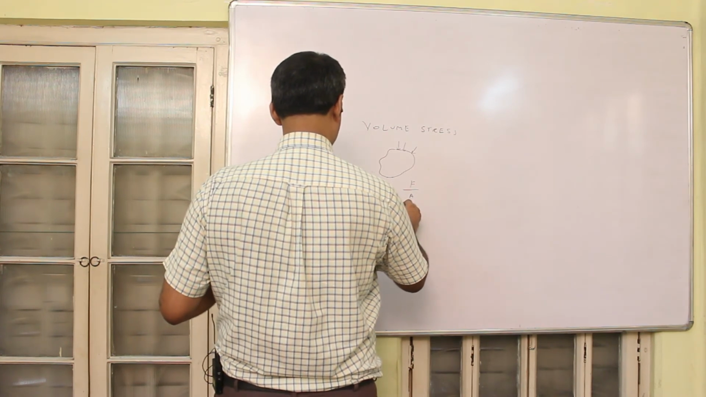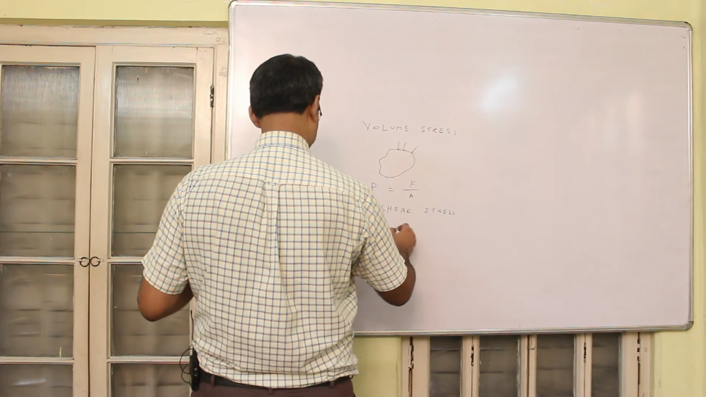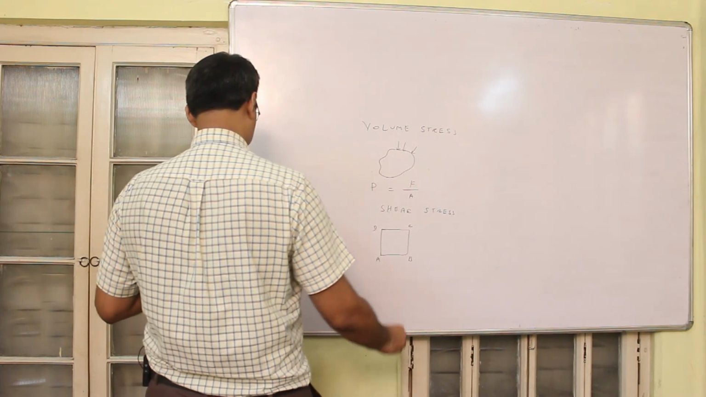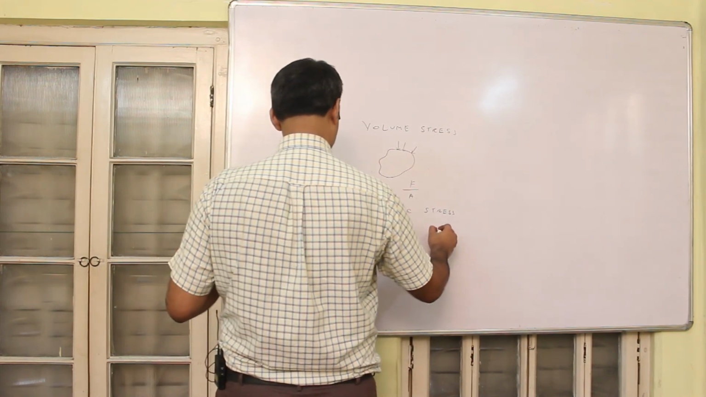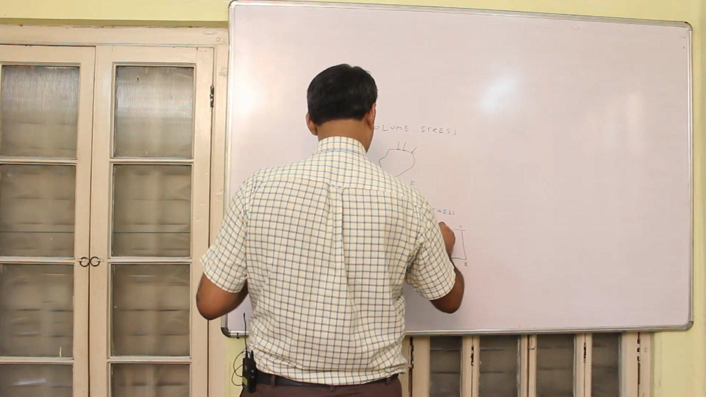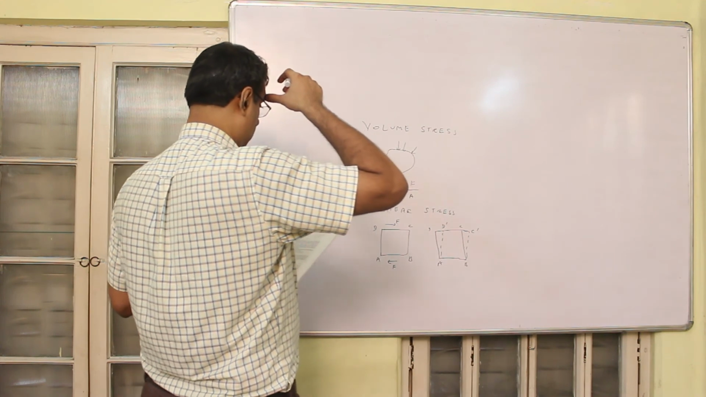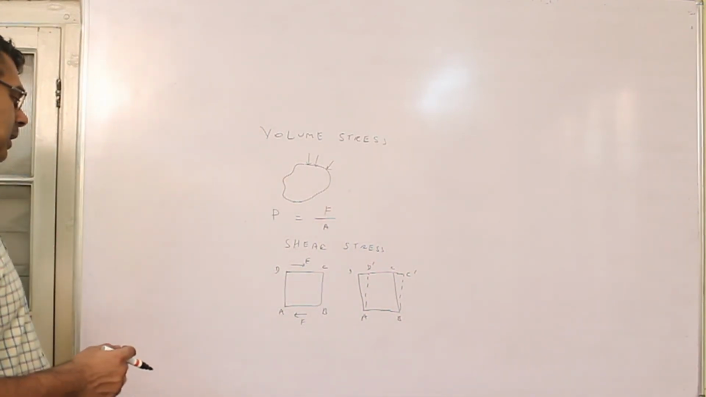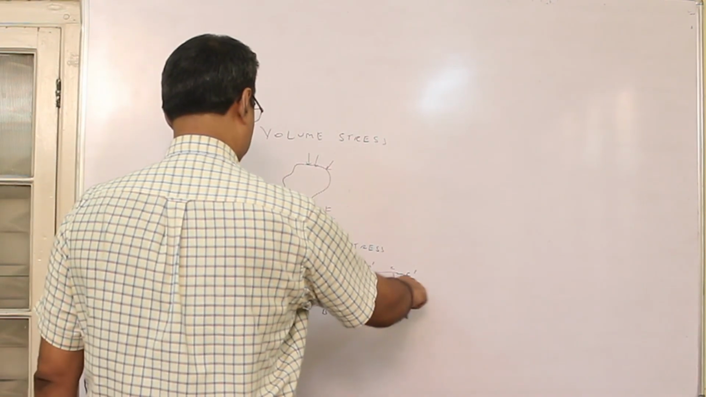Then we have shear stress. Suppose there is a body ABCD and it is subjected to equal and opposite forces F at the top face and the bottom face, and due to these forces the body gets deformed like this. So you will notice that the two forces that are acting are equal and opposite, but the face AB is held, it is not allowed to move, and the face CD moves in this manner.